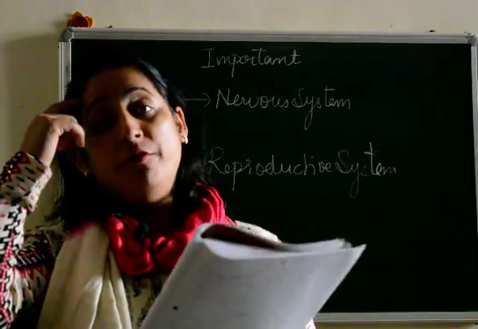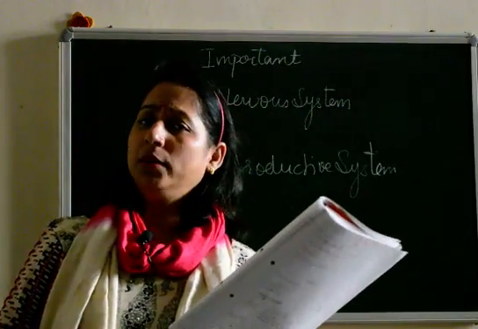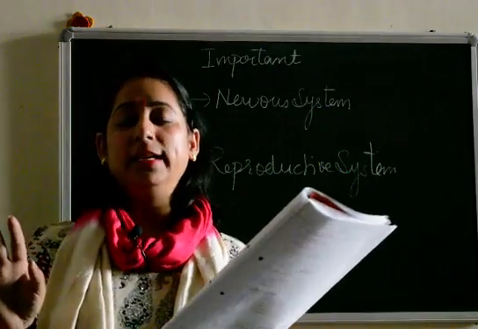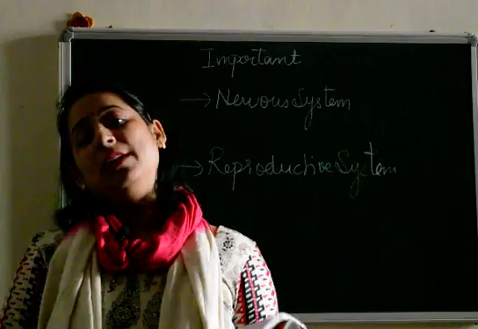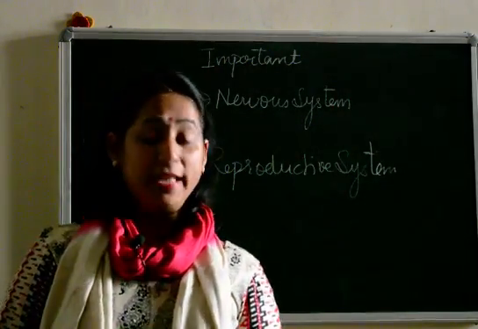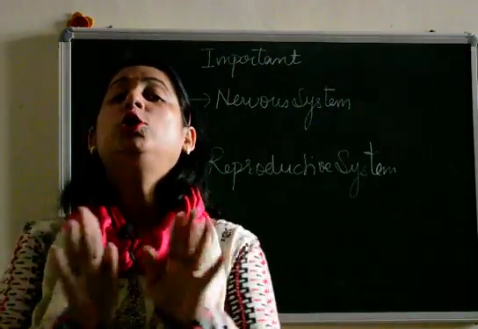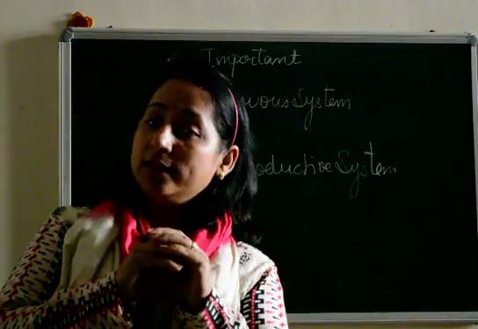Then the structure of a placenta and its function. Very important. In 2 marker they give you: write the different functions of placenta, and then you have to just mark them as 1, 2, 3, 4 and write the functions of placenta. These are some of the very important topics not to leave from your chapters nervous system and reproductive system.